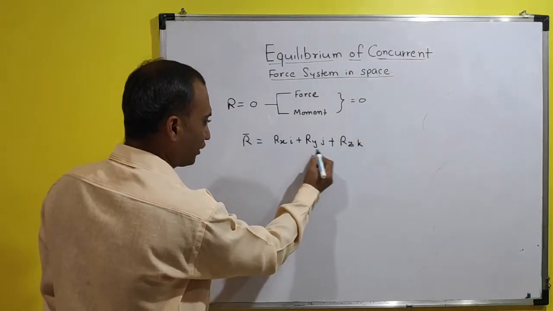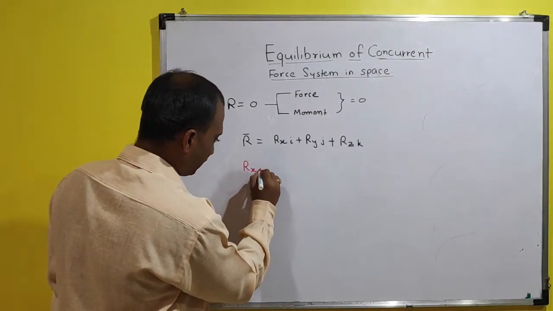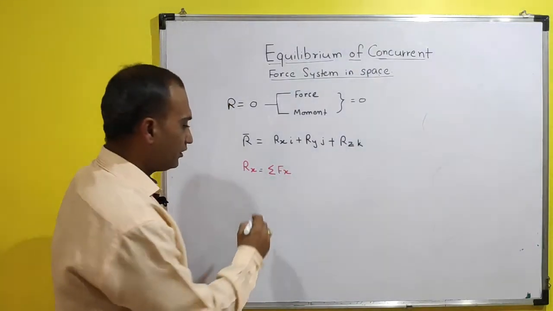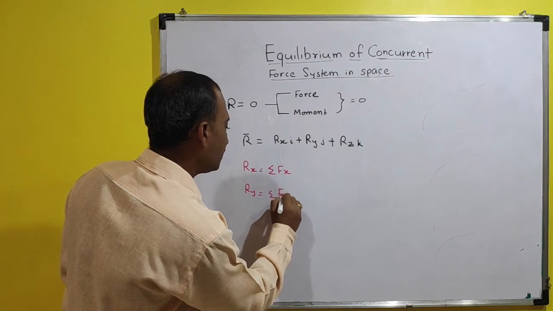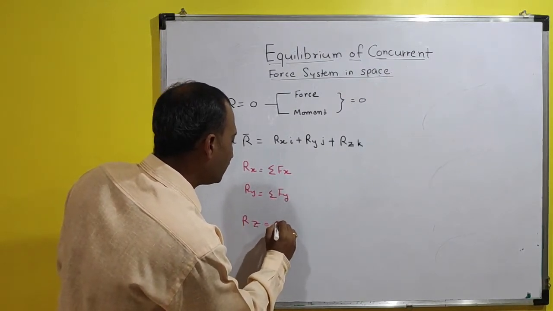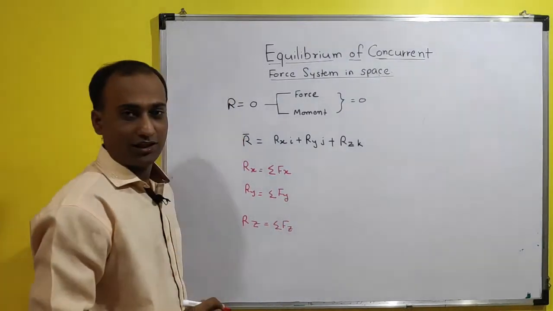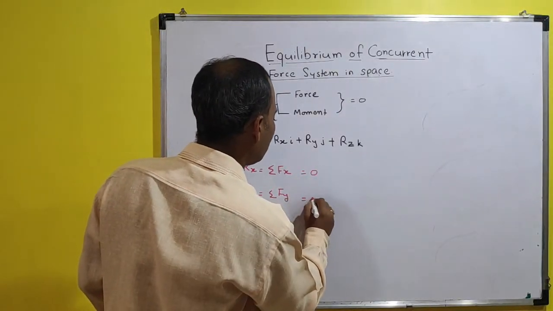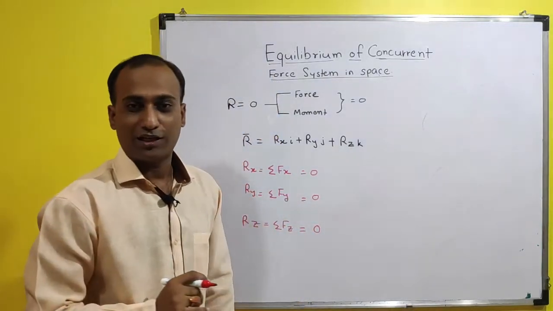So what is meant by Rx, Ry and Rz? This Rx is nothing but summation Fx. Then Ry is nothing but summation Fy, and Rz is summation Fz. And here we can say that this Rx, that is summation Fx, should be 0, summation Fy is 0, and summation of Fz is also 0.